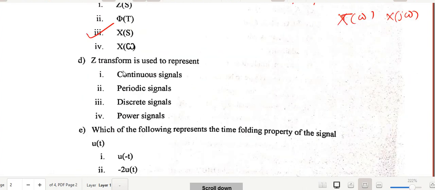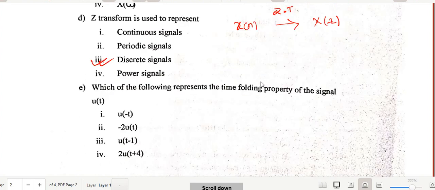The next question, the z transform is used to represent what? Where do we use the z transform? We use it for discrete signals. Like if we need to transform x of n, then we get x of z. So this is called the z transform. Okay, so the z transform is again used for discrete signals.